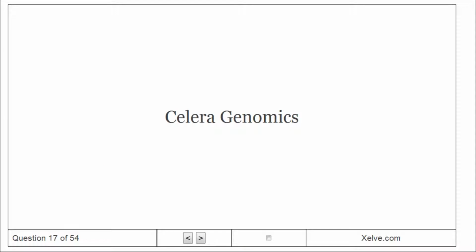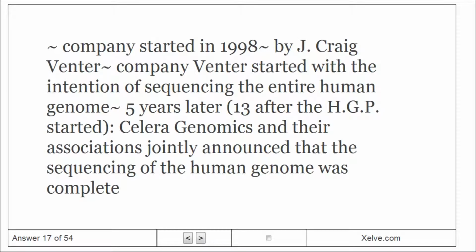Celera Genomics. Company started in 1998 by J. Craig Venter. Company Venter started with the intention of sequencing the entire human genome. 5 years later, 13 after the HGP started, Celera Genomics and their associates jointly announced that the sequencing of the human genome was complete.